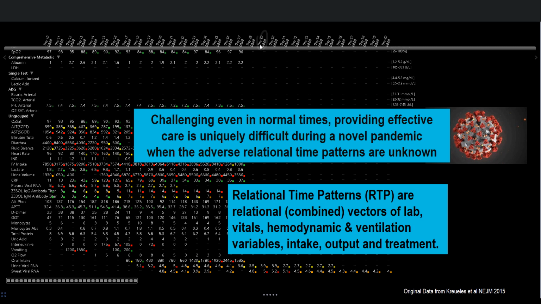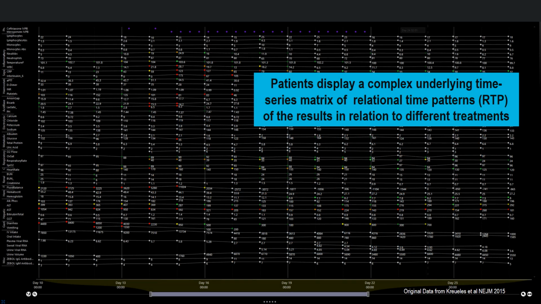Relational time patterns are relational or combined vectors of lab, vitals, hemodynamic, and ventilation variables, intake, output, and treatment. Patients display a complex underlying time series matrix of relational time patterns in relation to different treatments.